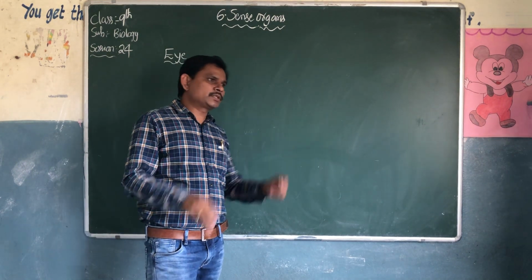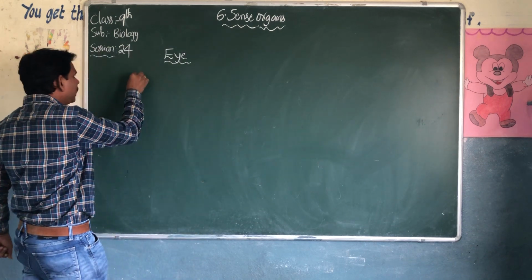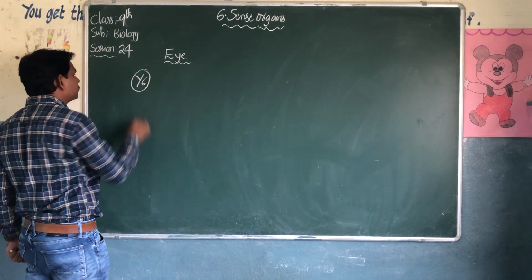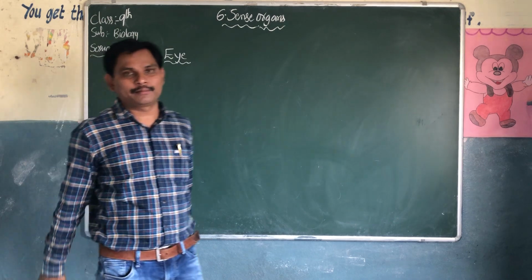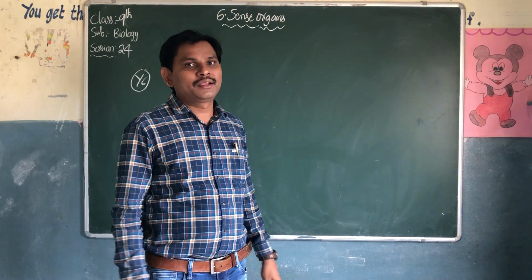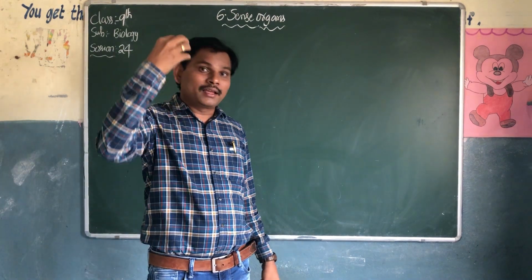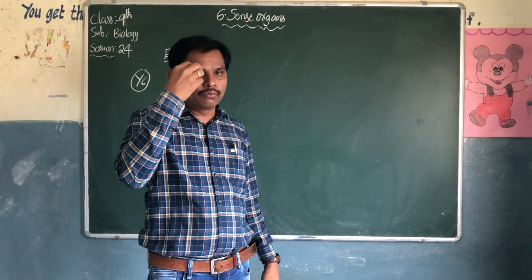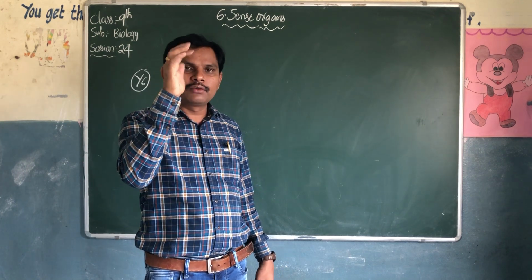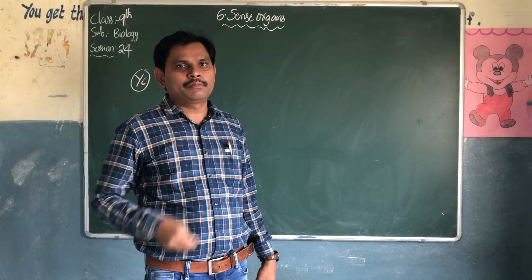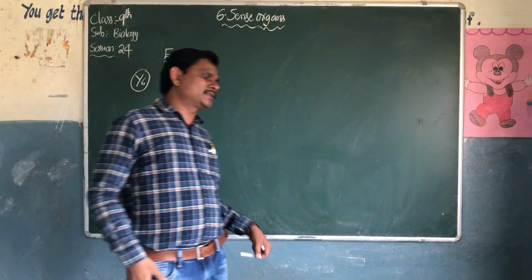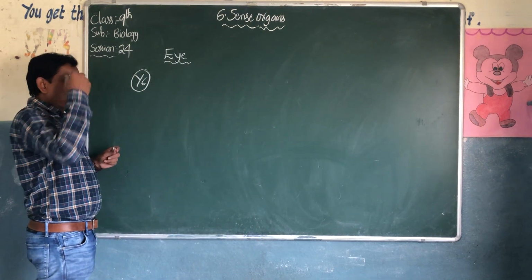But the real eye is inside the head. We are looking at only about one-sixth of the eye externally. The eye is very big, but only a one-sixth portion is visible externally, and the remaining parts are inside.